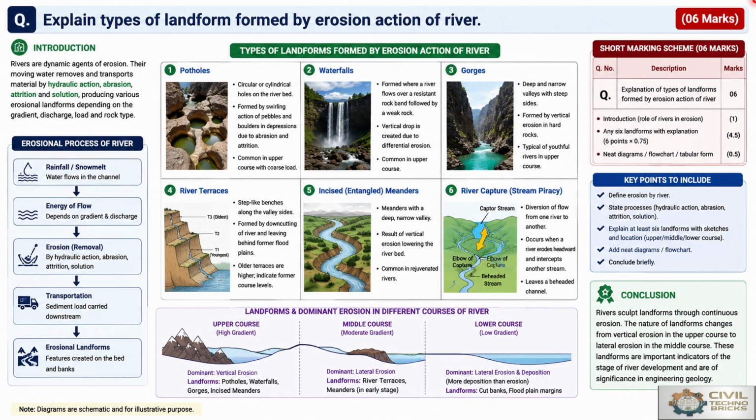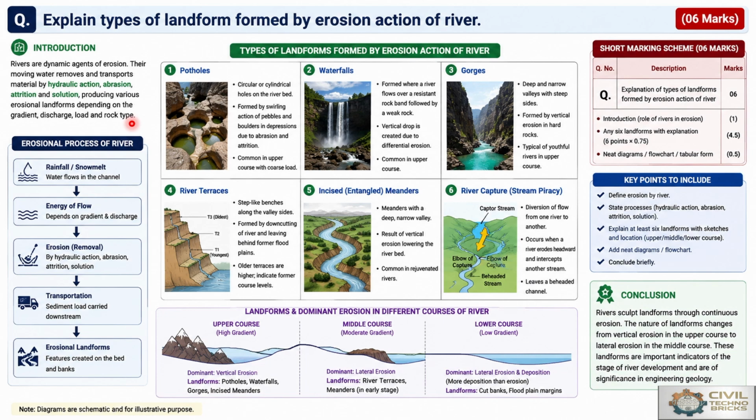Here, the question is related to the river and its flow: explain the types of landforms formed by the action of a river. This question is related to landform techniques or the formation of landforms, where rivers are dynamic agents of erosion. Their moving water removes and transports material by hydraulic action, abrasion, attrition and solution, which produces various erosional landforms depending on the gradient, discharge, load and rock types.